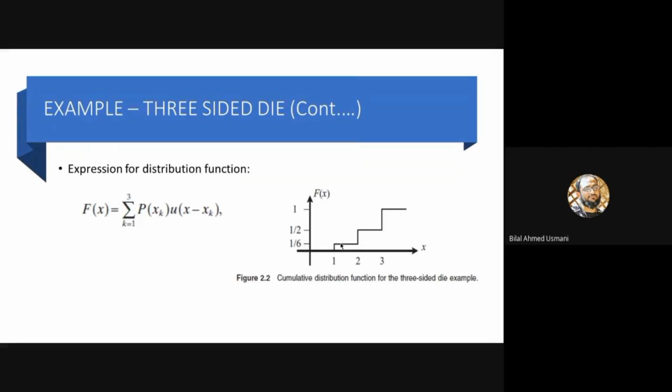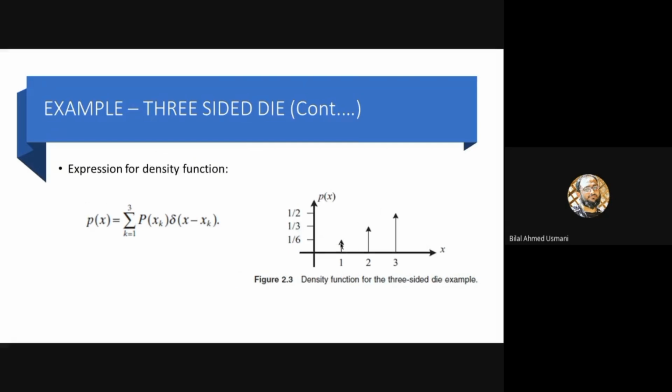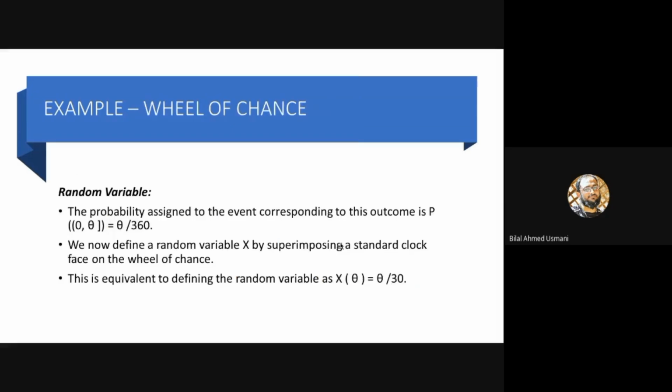So this is the cumulative distribution function. It is always increasing. It is increasing in this case as well, but this is a density function. For a random variable in a wheel of chance, what is the random variable? It can take any value between, the probability of the wheel rotating and getting any angle theta, which is theta by 360.